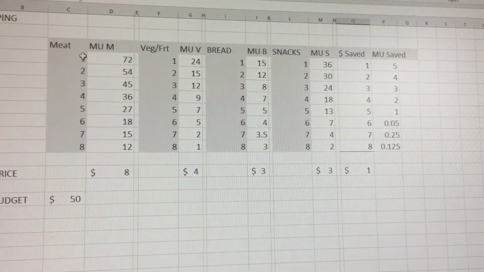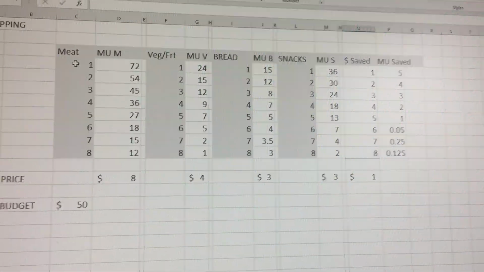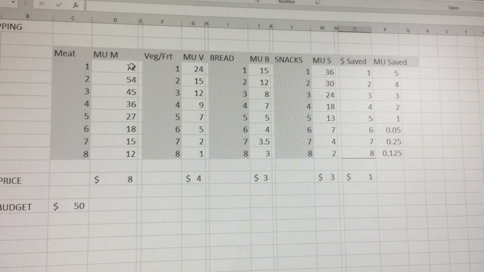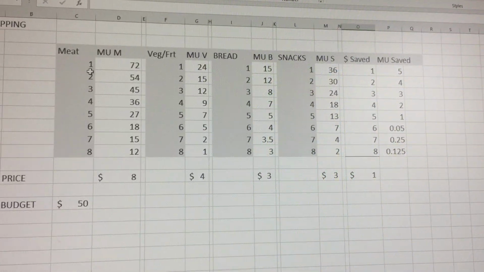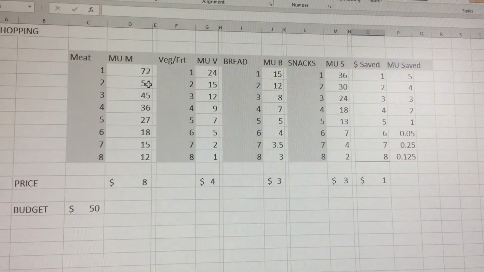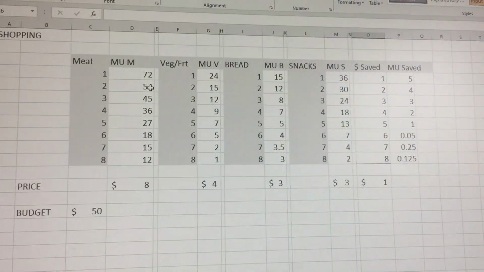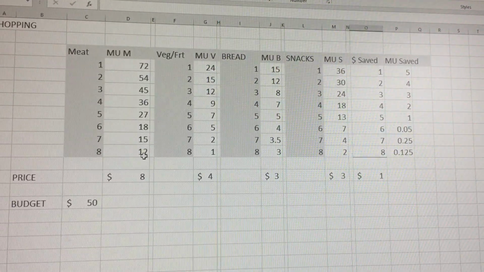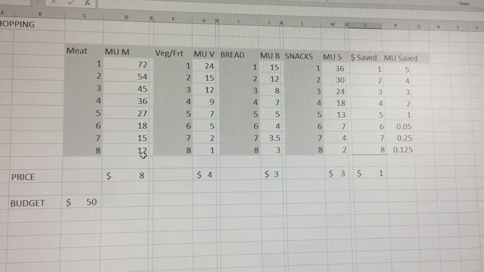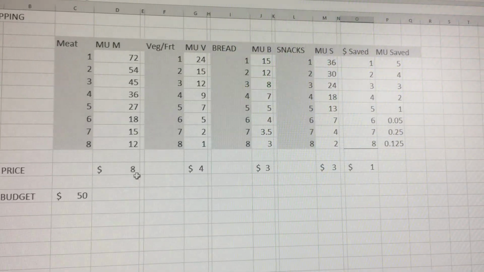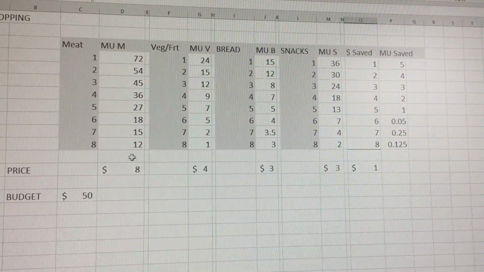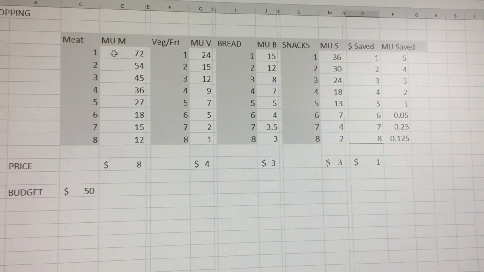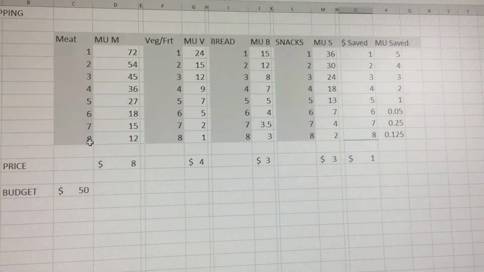So I've got a little table here that outlines the problem. This says that for meat, if we buy one unit of meat, we get 72 units of utility or enjoyment from it. The second unit of meat gives us 54 utility or enjoyment from it, all the way down to 12. When we get to 8, that's about as much meat as we can handle, and we're not getting much utility from that last little purchase of meat. We're overloaded with meat. Now, how much does meat cost? It costs $8. Well, 1 costs $8 and 8 costs 8 times 8 or 64.